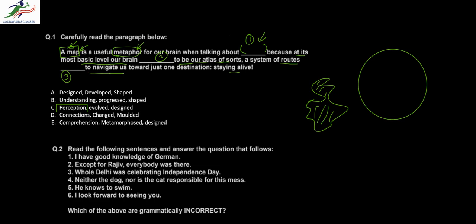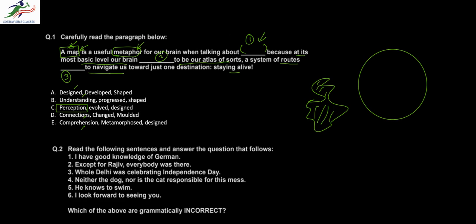Now, if you notice the first word in all the other options, designed, understanding, connections, comprehension, none of these can be compared to a map. A map cannot represent any of these. A map cannot represent connections. A map cannot represent comprehension. A map cannot represent design. A map cannot represent understanding. A map can only represent perception, right? So that is the first link.